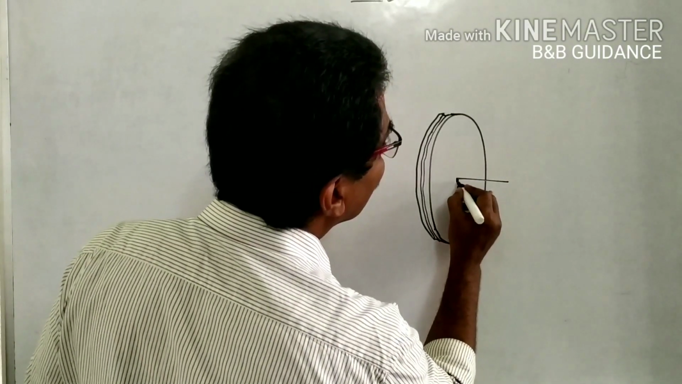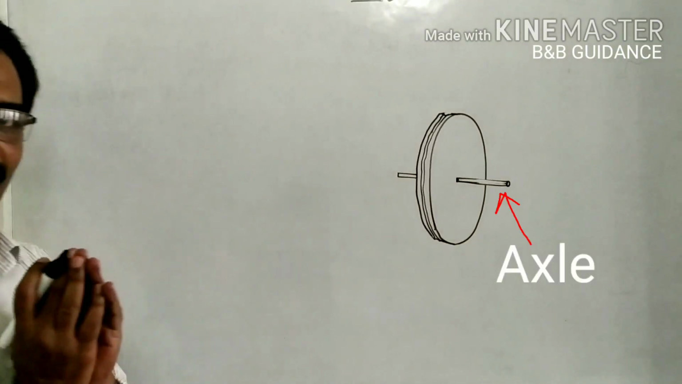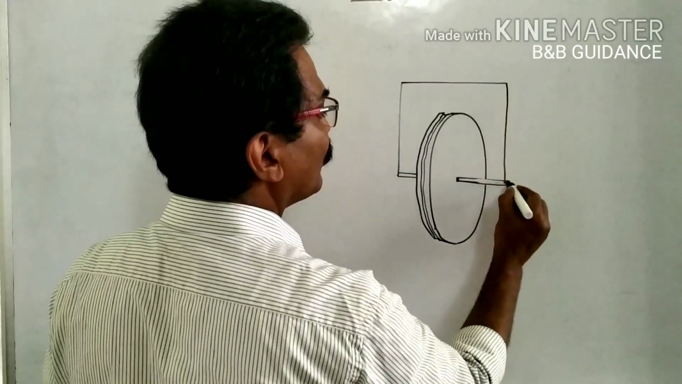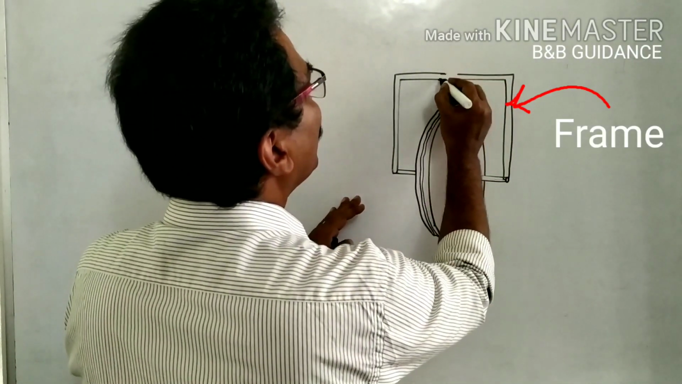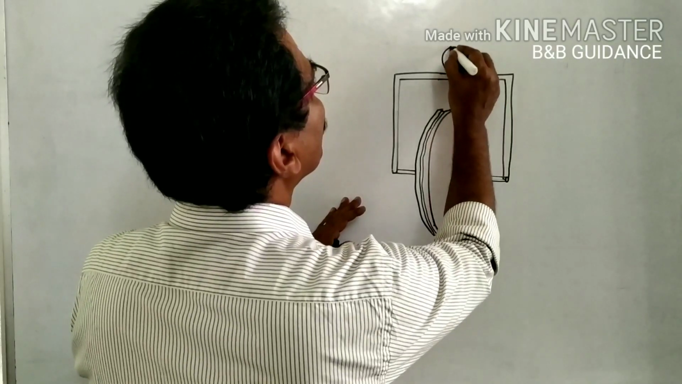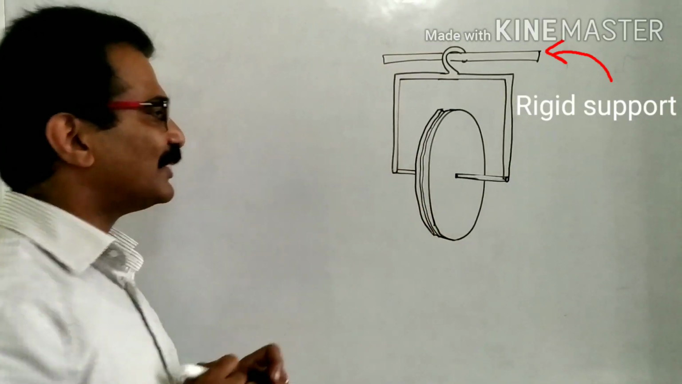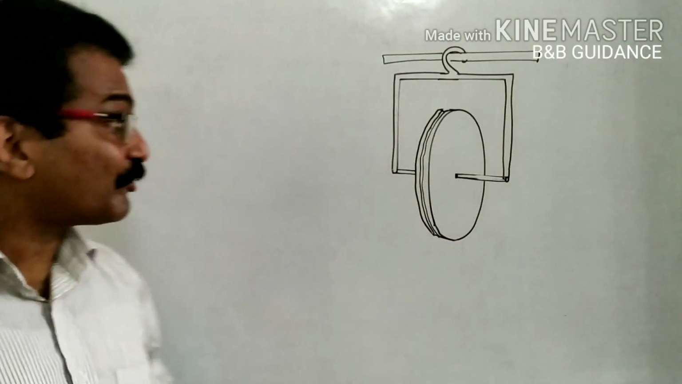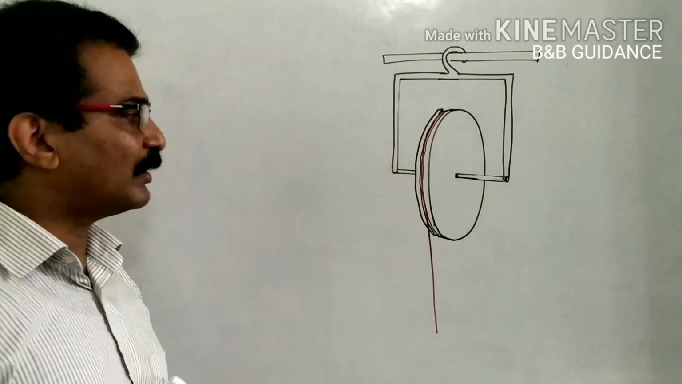Here, this is the axle, and this axle is fitted to a frame. With the help of the frame, this can be attached to a rigid support, and one rope is passed over the pulley. What I am drawing now is a string or a rope.